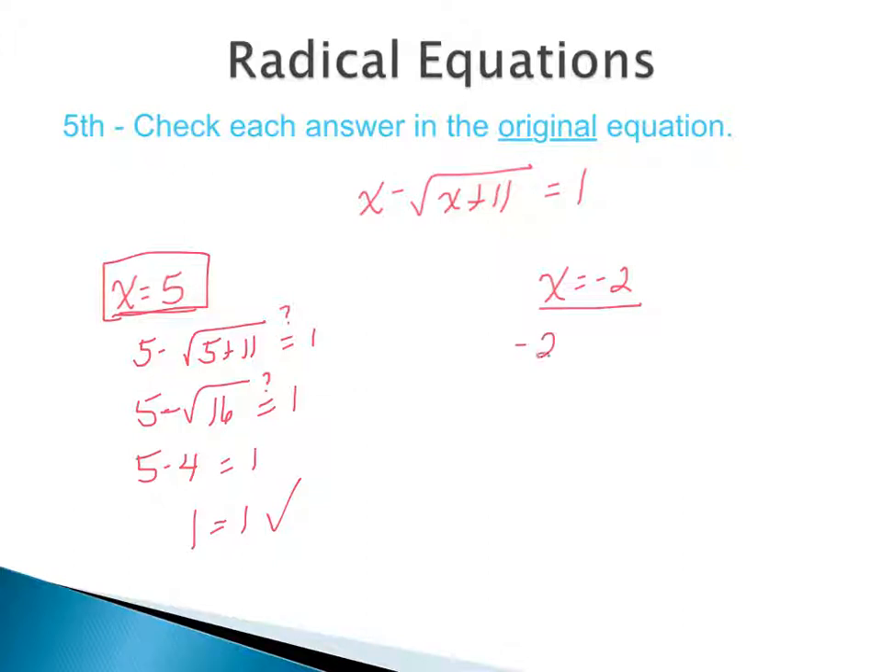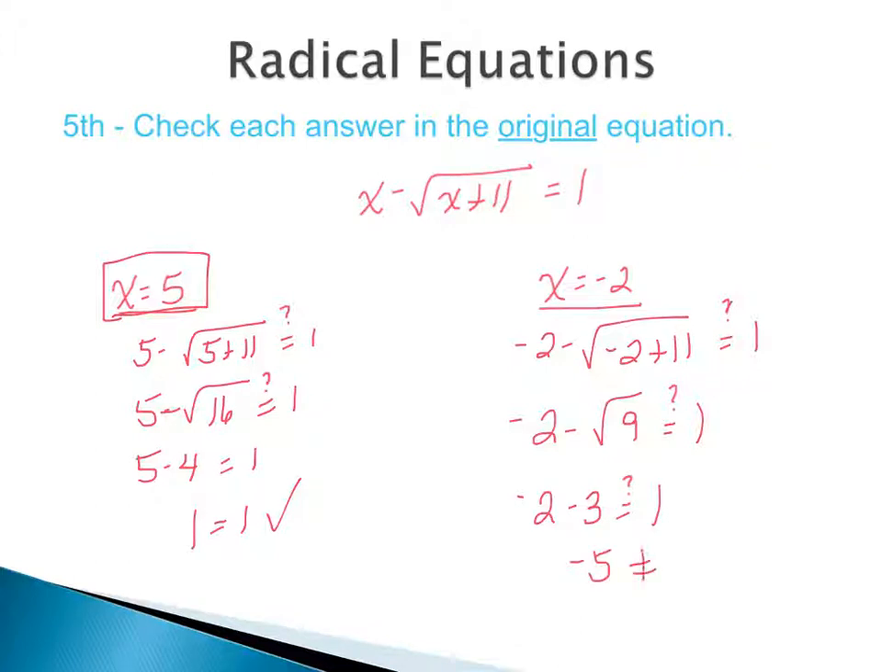For x equals negative 2, we would repeat the process. So we'd have negative 2 minus the square root of negative 2 plus 11 equals 1. So we'll have negative 2 minus, negative 2 plus 11 is 9. So we're okay so far. I don't have a negative underneath the radical. But the square root of 9 is going to be 3. So then I have negative 2 minus 3 equals 1. Well, negative 2 minus 3 is negative 5. So negative 5 does not equal 1, which means that x equals negative 2 cannot be a solution.